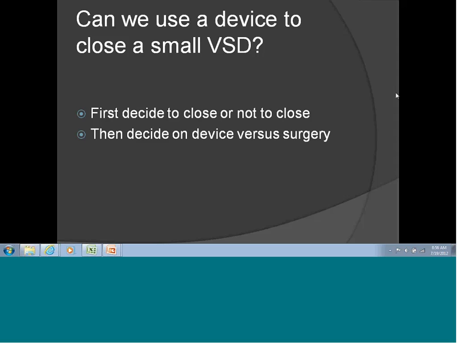Should I close or not? What age should I close? Same indication. Then you decide, should I use surgery? Should I use a device? You don't say, oh, this is deviceable, therefore I'll close. You first say, does it need closure? Is this the right time for closure? If it's the right time, what should I close it with? So that is decision making on device versus surgery.